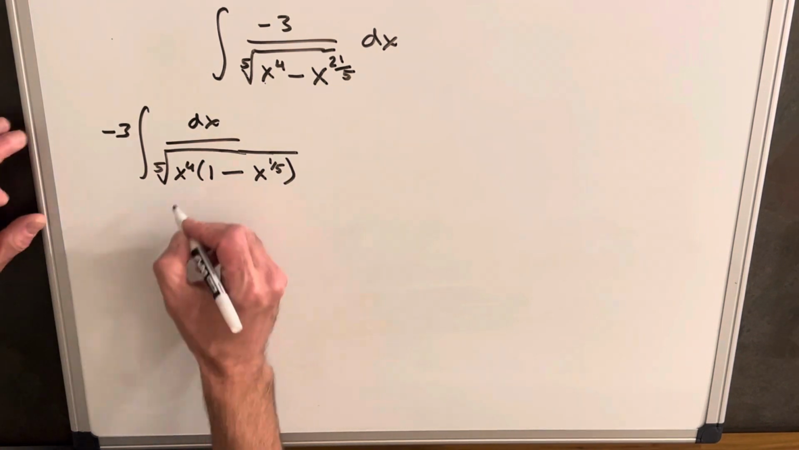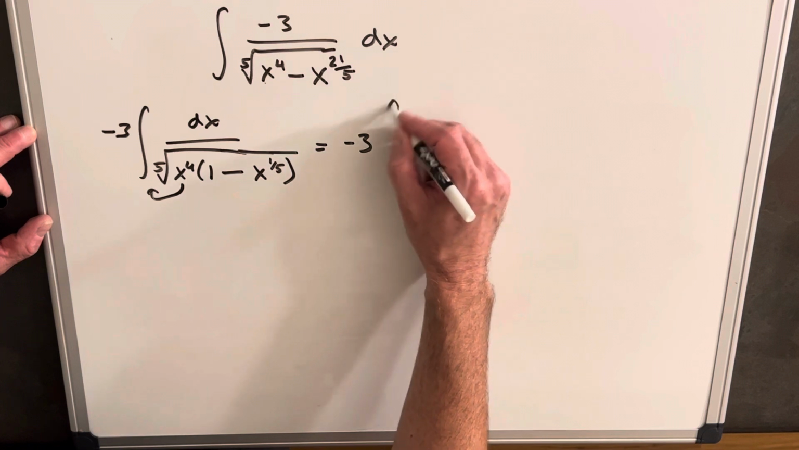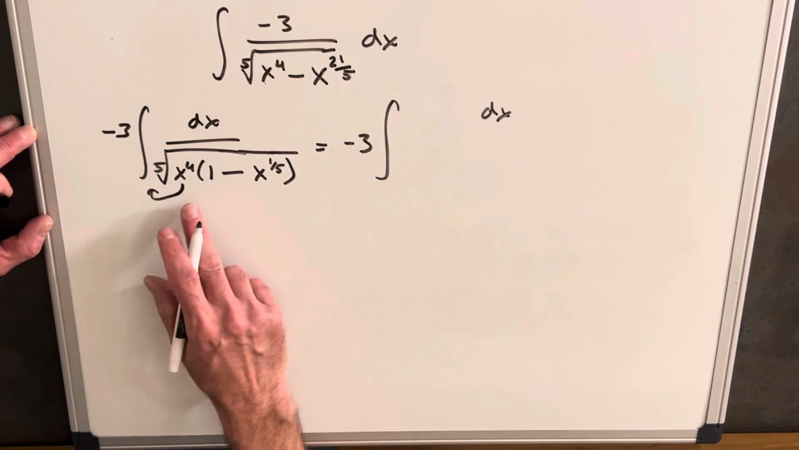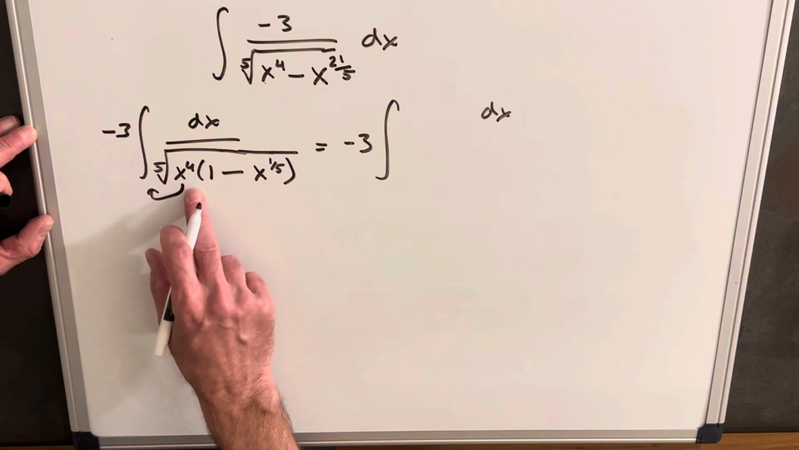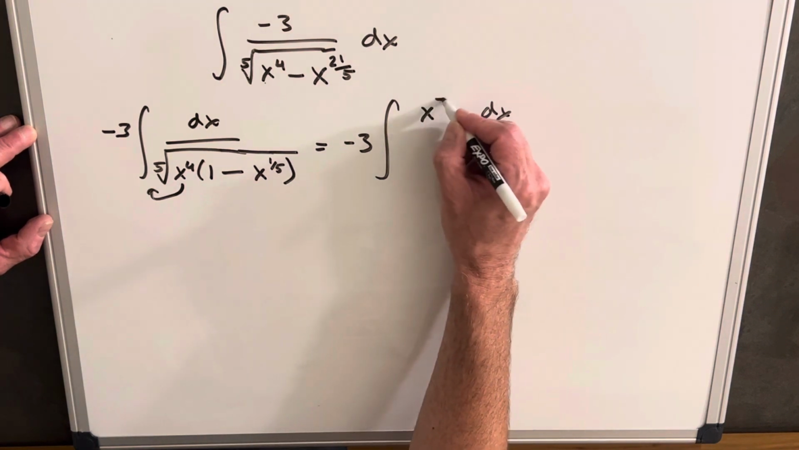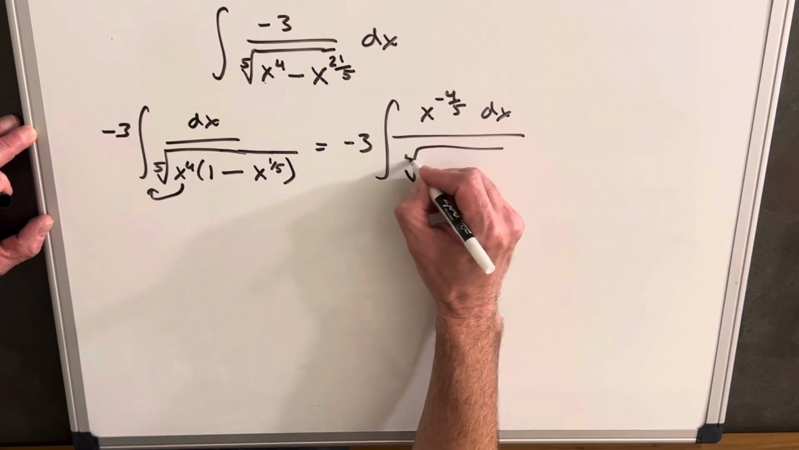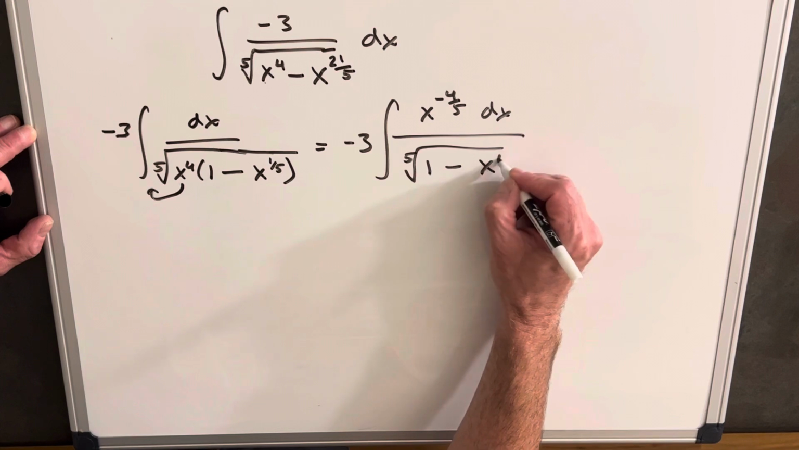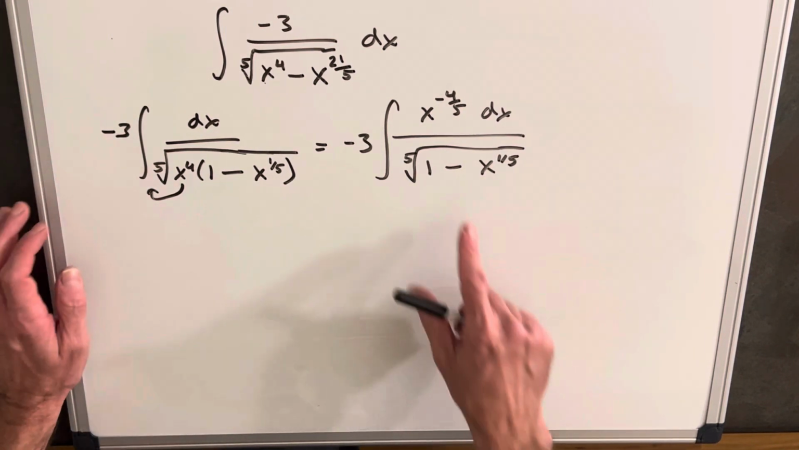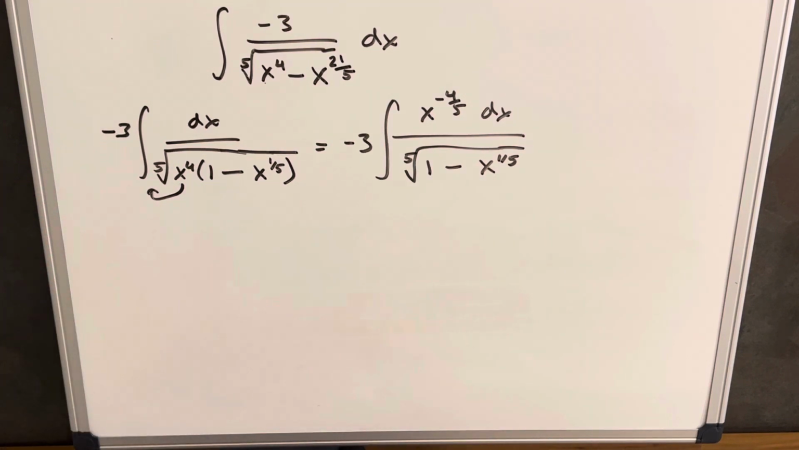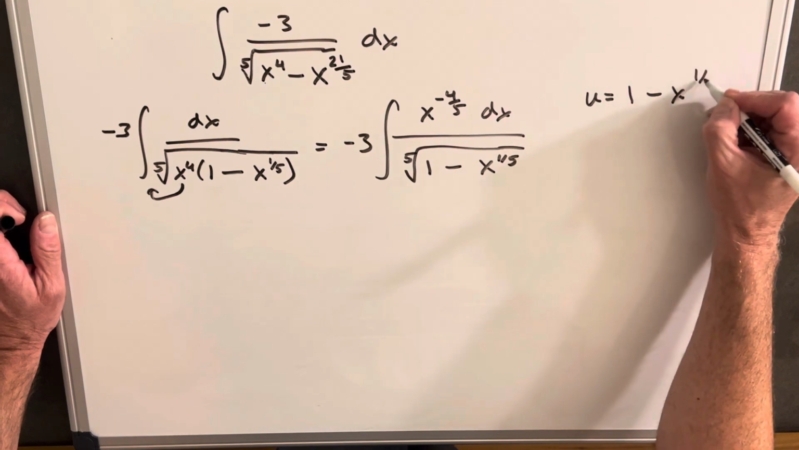So now we'll rewrite this and pull the x to the 4th outside of the radical. We're going to have minus 3. Then this, when it comes outside of the radical, is going to be x to the 4/5, but let's put it in the numerator as x to the minus 4/5. Then we'll have our 5th root of 1 minus x to the 1/5. The good thing there is this is actually going to work for a u substitution. So we can make this inside the radical our u. We'll say u equals 1 minus x to the 1/5.